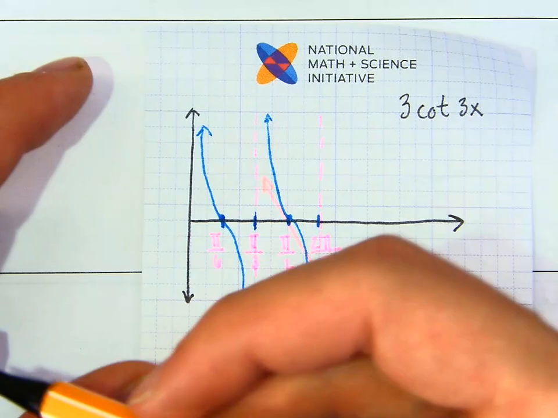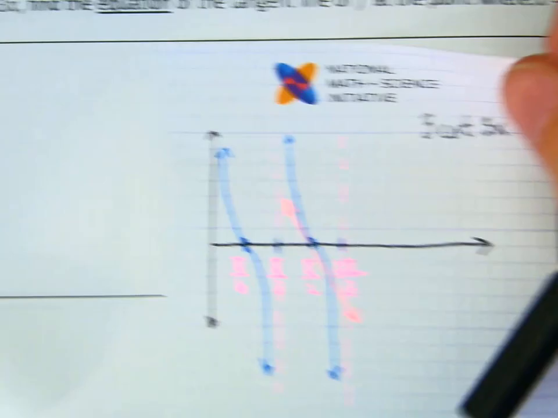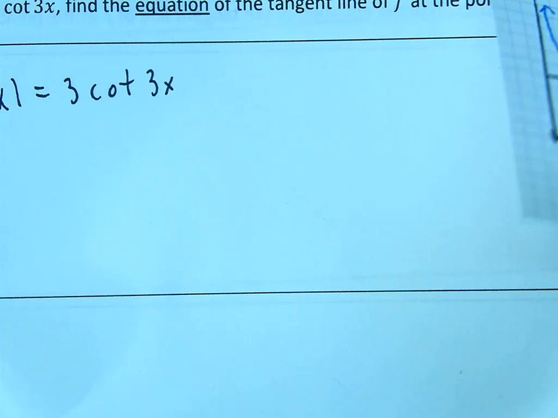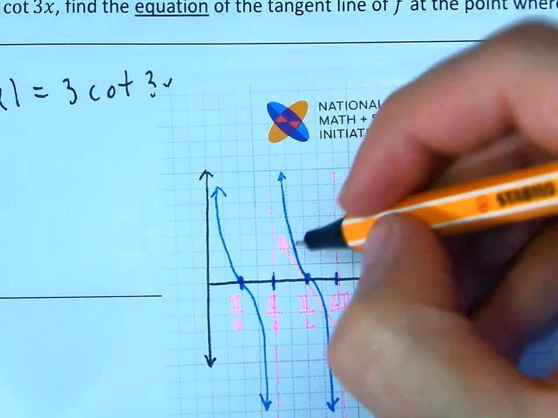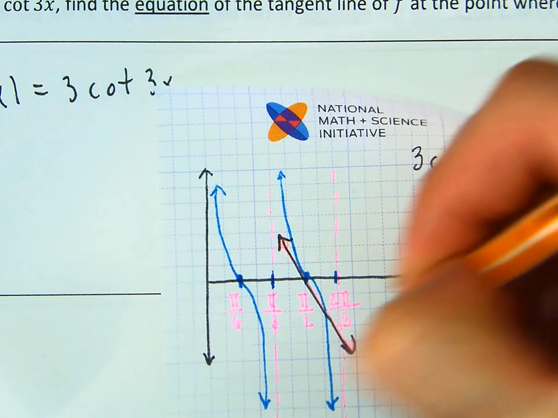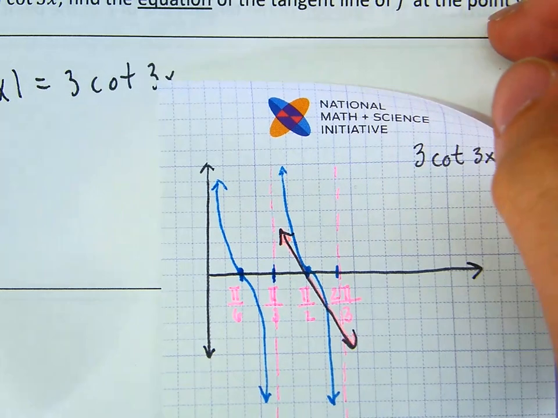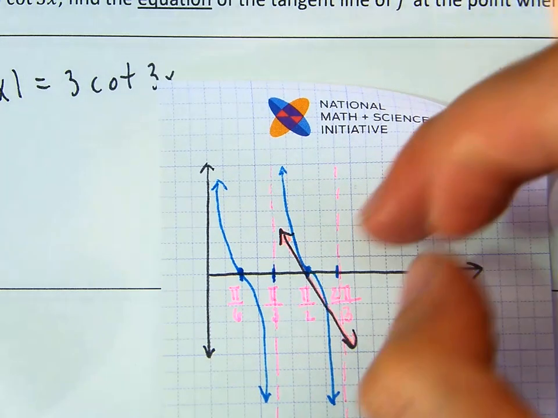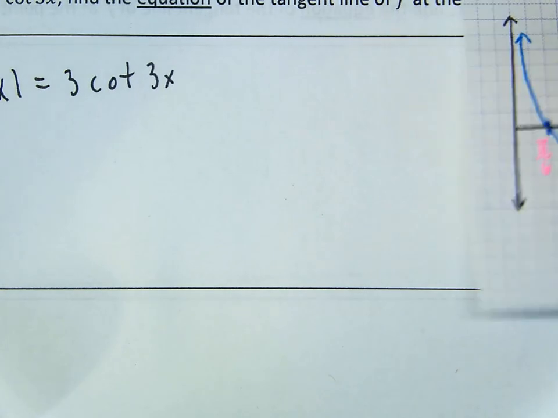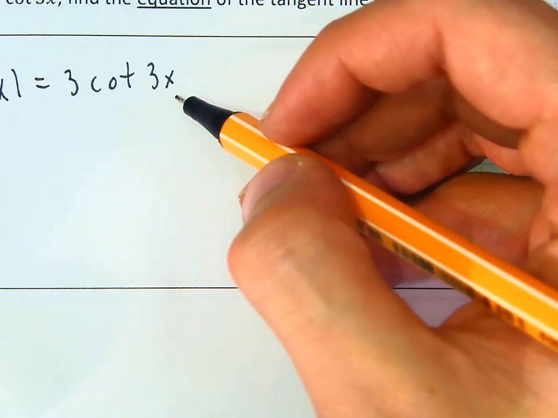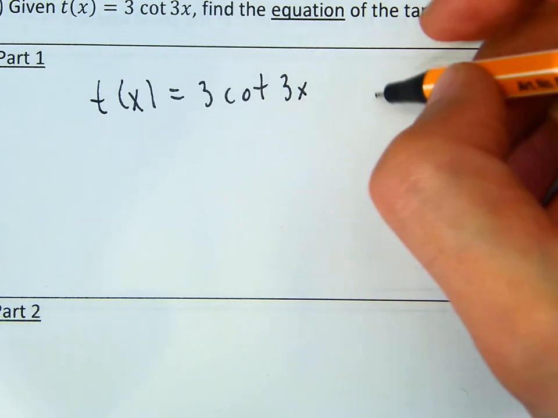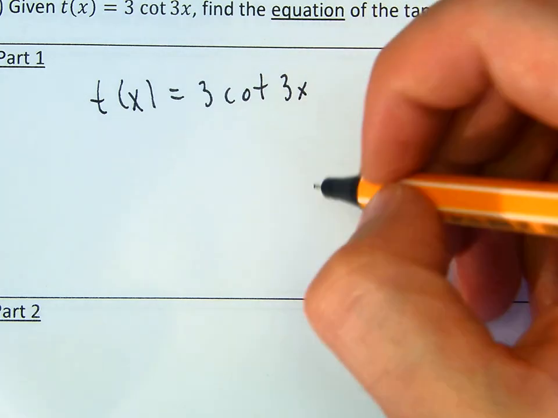So now, same idea. Here, what is the derivative? Let's do the first part. If t of x is equal to 3 cotangent 3x, right? What is the slope of this line over here? We need to find the derivative and plug in pi over 2. So you need to take your time. What is the derivative of 3 cotangent 3x? You should pause the video, and this should take you some time to figure out, okay?